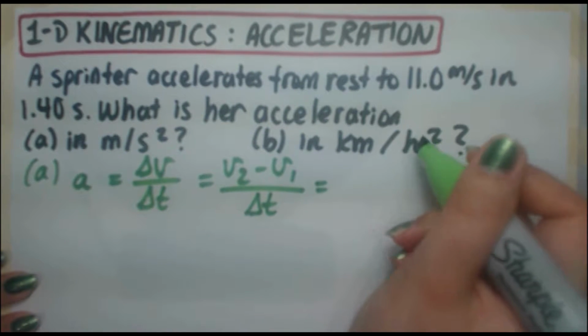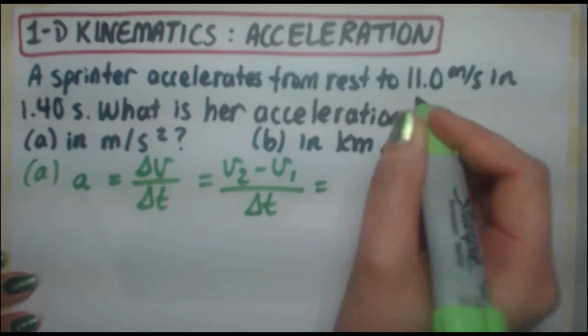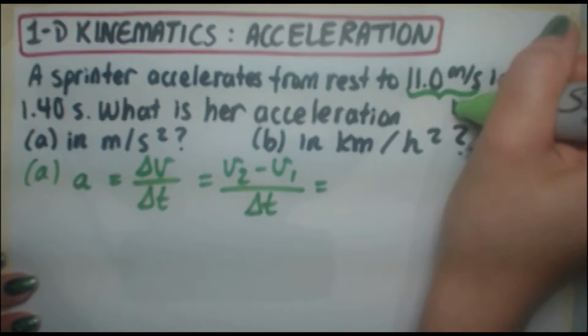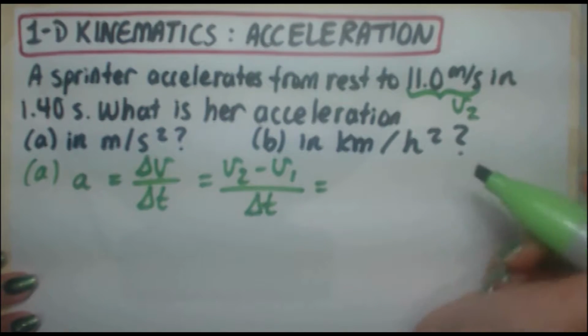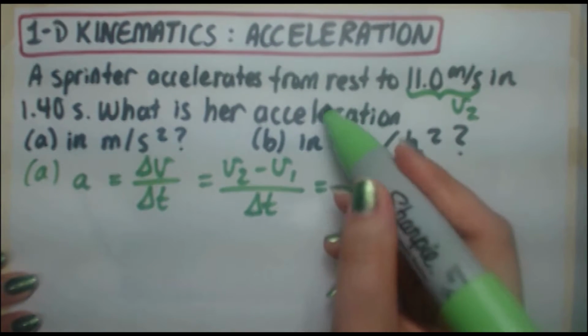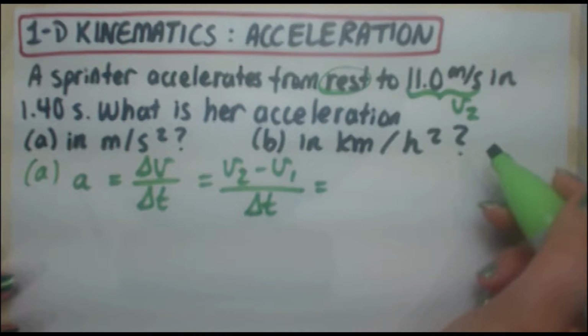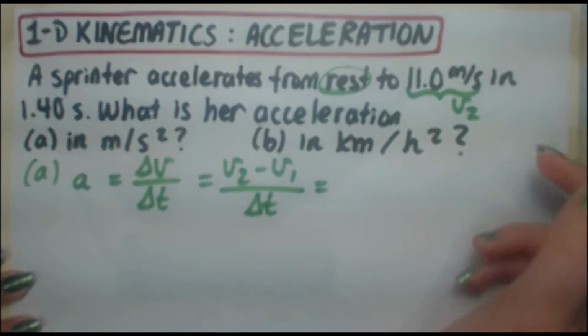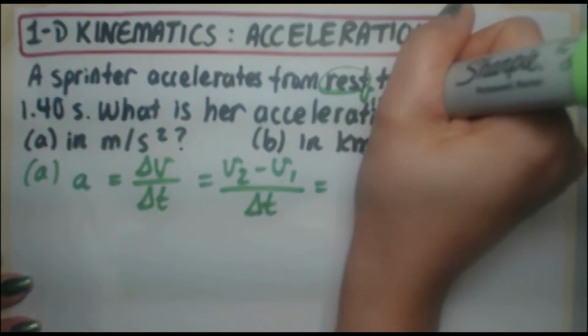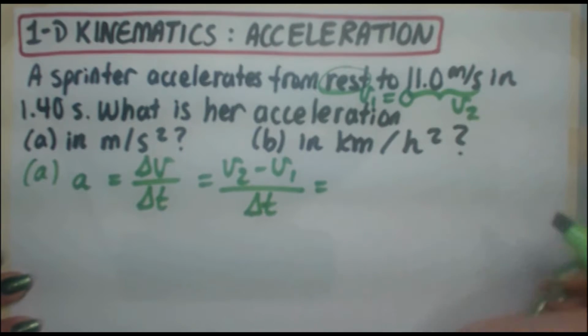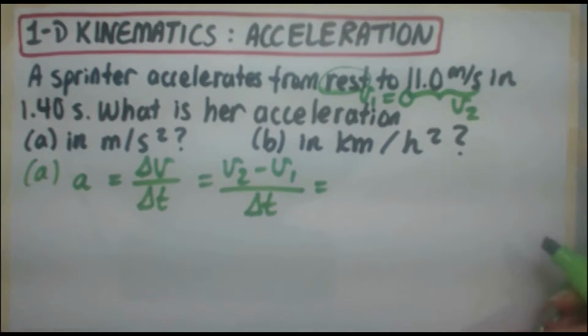Okay, so V2, that's this right here. If you don't recognize that as V1, this might help. It tells you the sprinter accelerates from rest. And this word is going to keep popping up for the rest of your physics life. Rest means V1 equals 0. We don't always want to use V1 or V2. Sometimes we use V0. In this example, I'll use 2 minus 1 just because that's what we're used to.